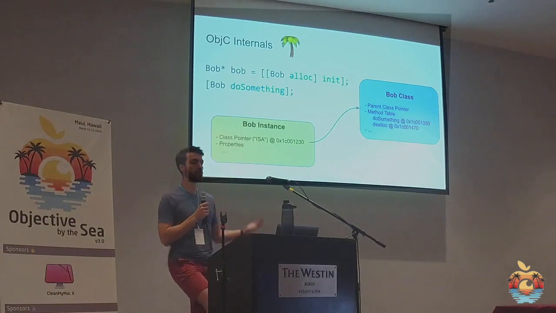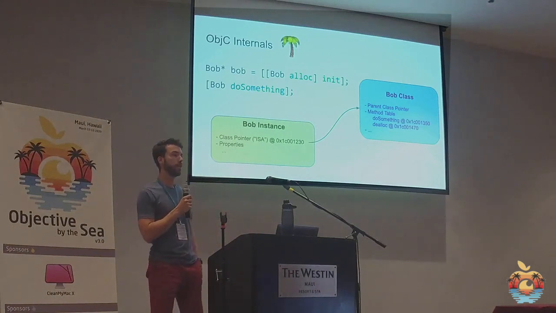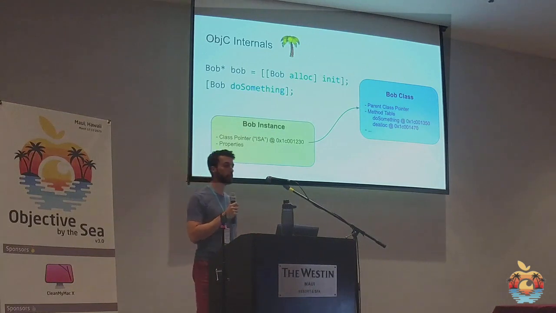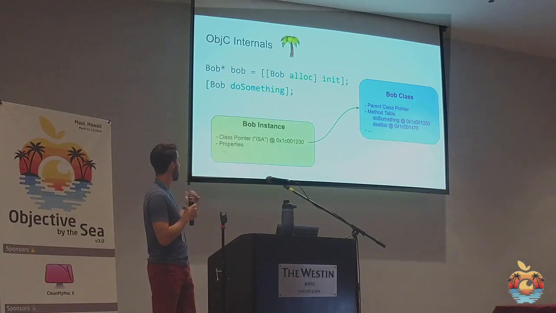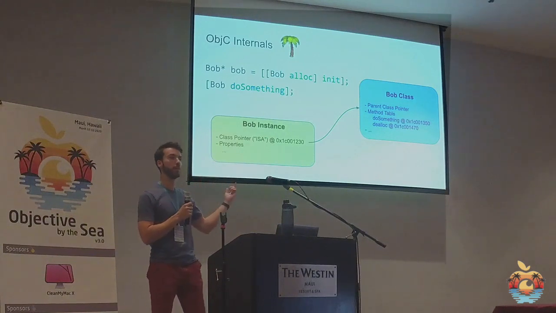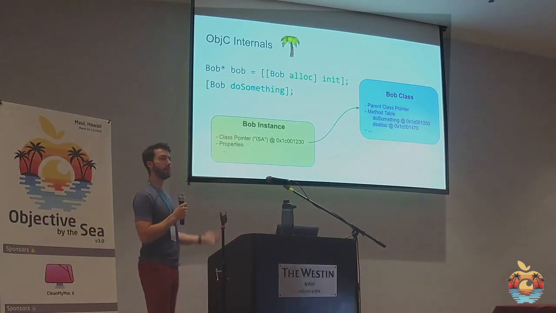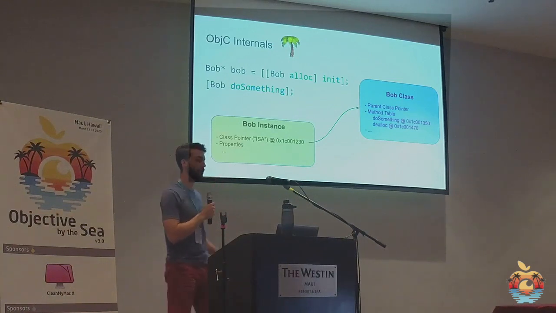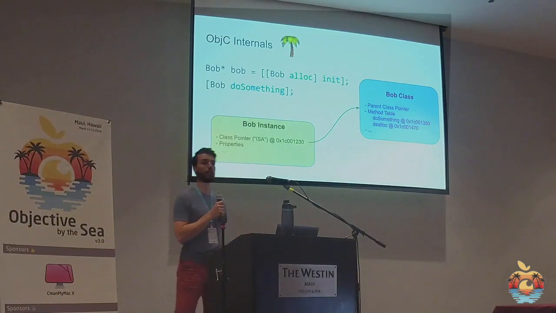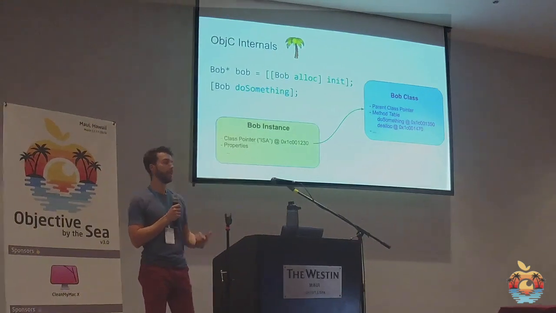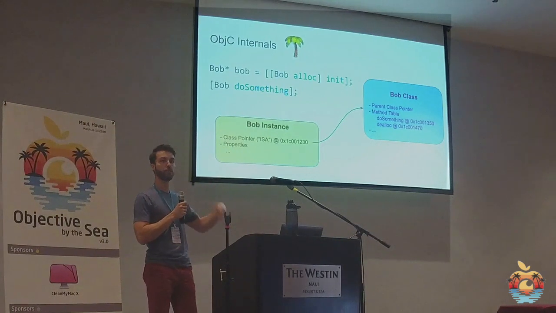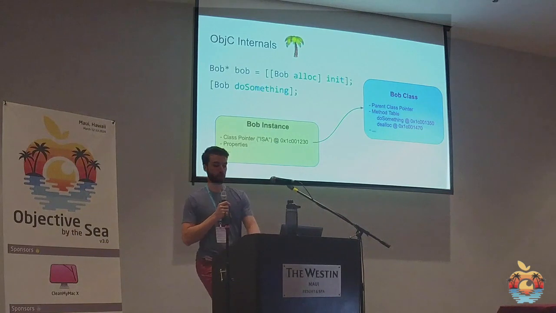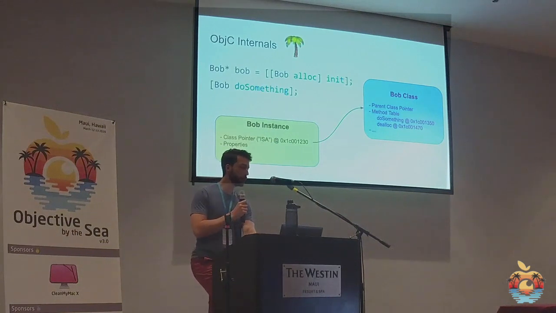So that's pretty much just the pointer to the class. When we call a method on that instance, the runtime goes from the instance to the class, and the class has this method table, and we're calling doSomething. So in the method table, it looks for the implementation of doSomething, and if it finds it, it's going to call it. If it doesn't find it, it will go to the superclass, and if it still can't find it, it throws an exception. Okay, so those are some small Objective-C internals.